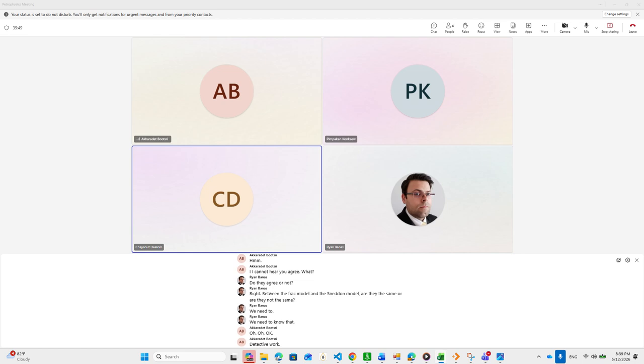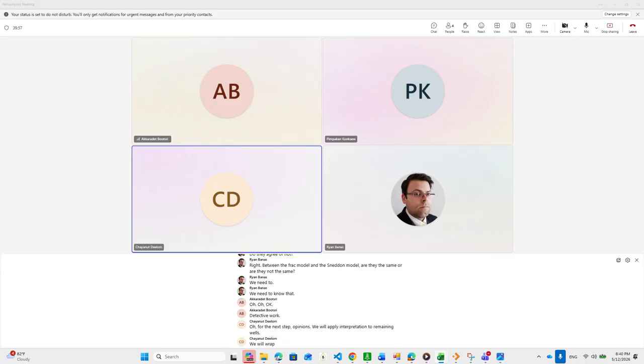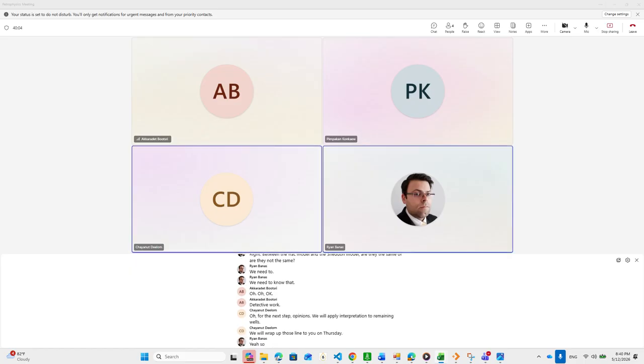For the next steps, we will apply the interpretation to the remaining wells. We will wrap up those slides and get them to you on Thursday.